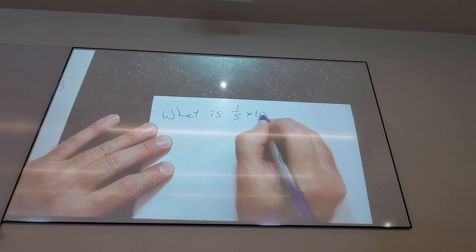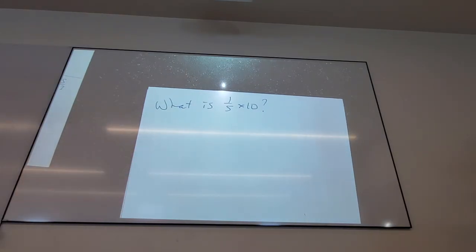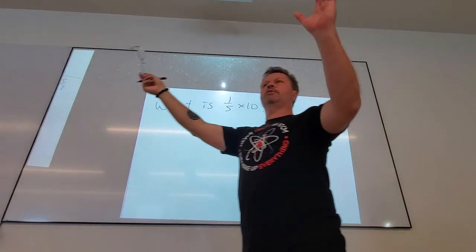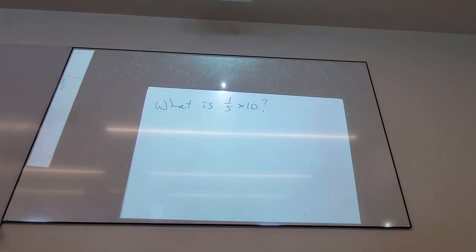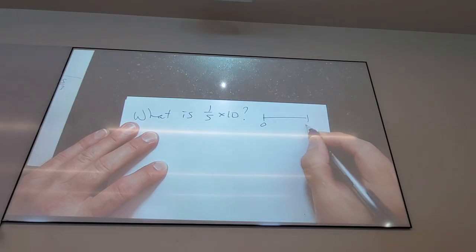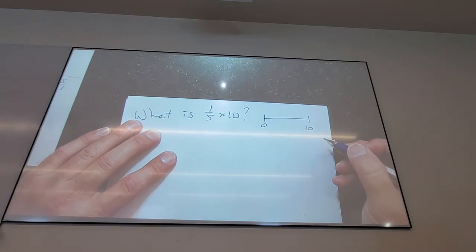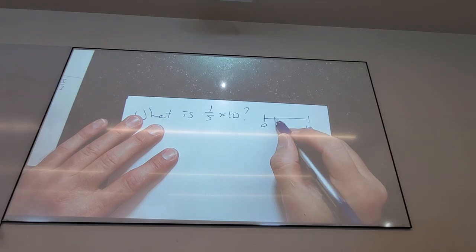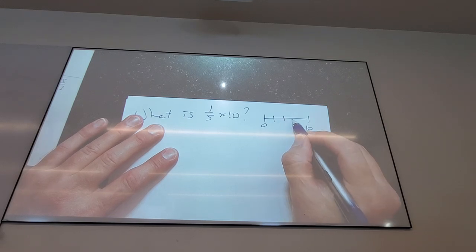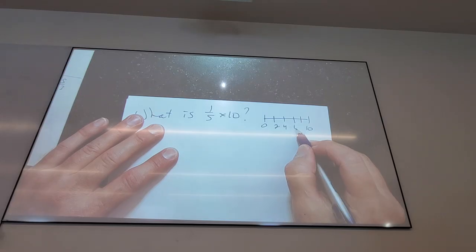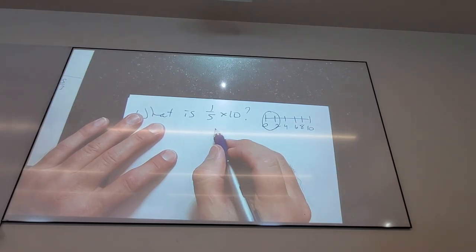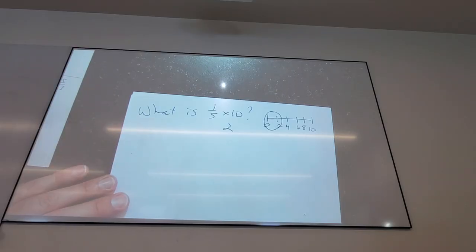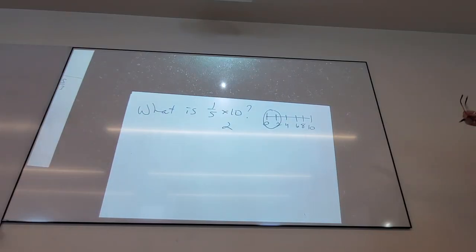What is 1/5 times 10? If you do this visually, I would take 10 and break it up into how many parts? 5 parts. And if I count over, one of them would be 2. So what is 1/5 times 10? 2. And of course we know why, because 5 goes into 10 twice.